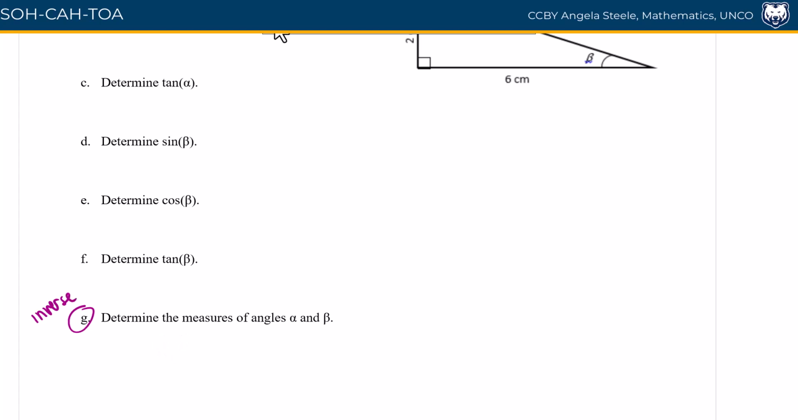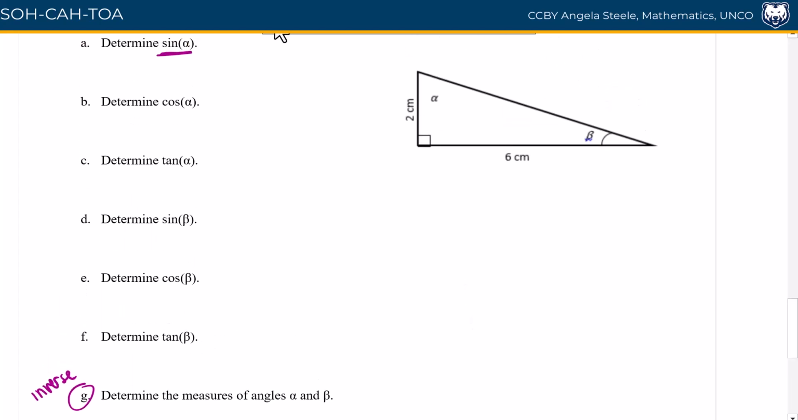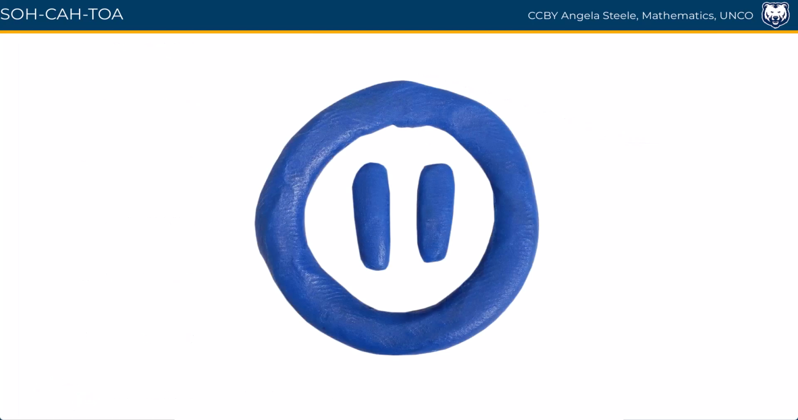Sometimes we've done the work on problem 7, so then students immediately want to find alpha and beta when they do parts A through F, but you don't need to do that quite yet until you get to part G. So go ahead and pause the video, and I want you to solve this problem.